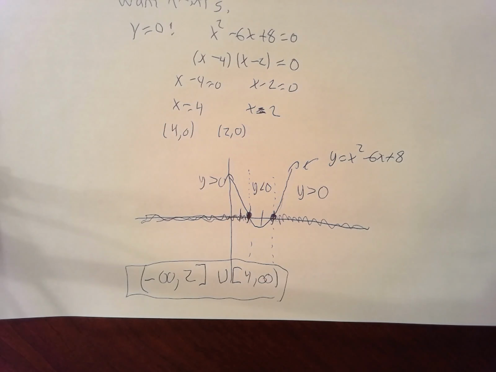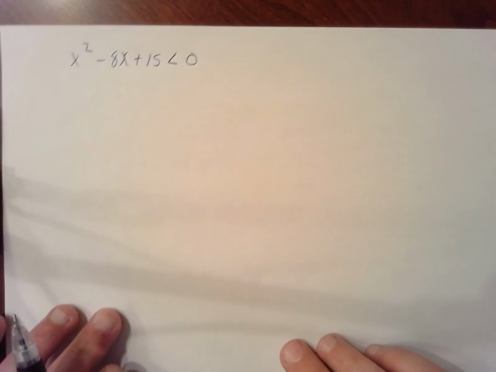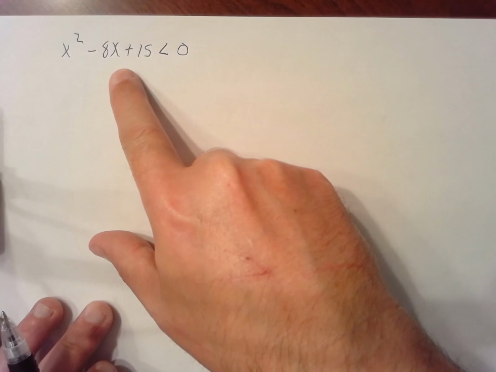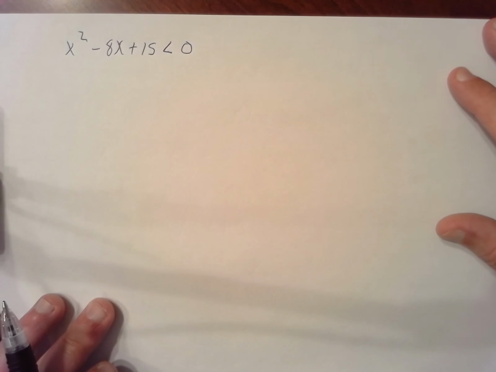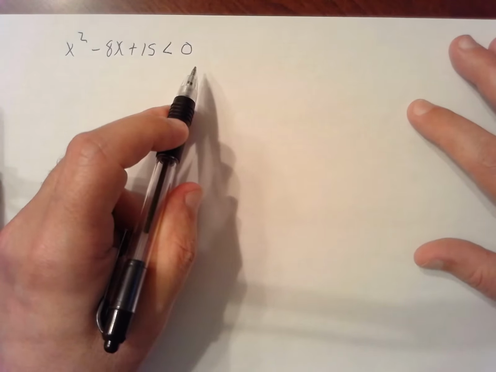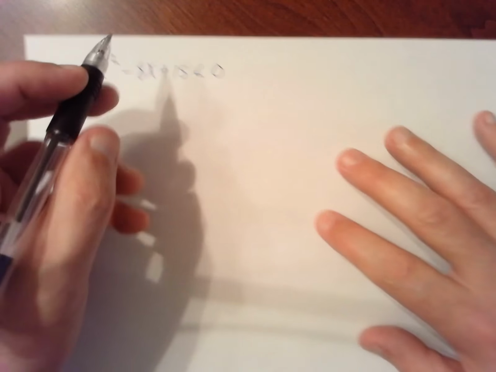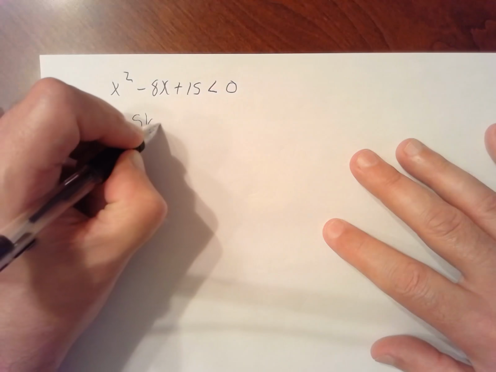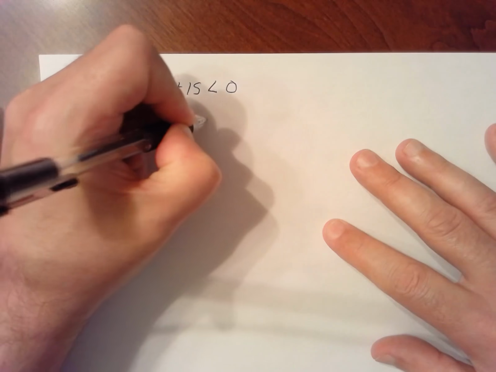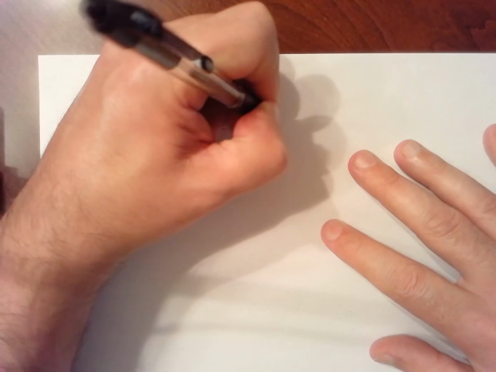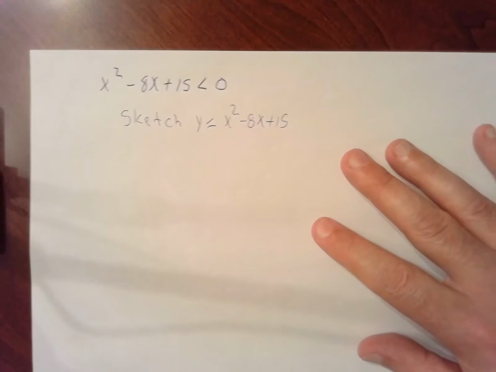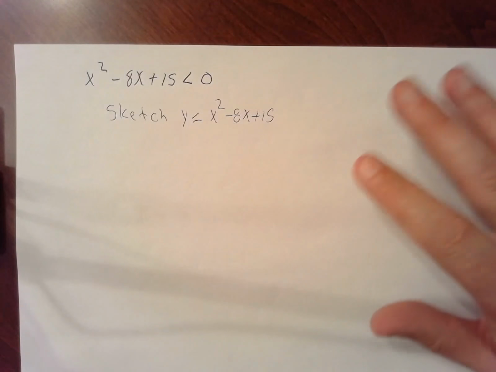Okay, let's look at some more examples. We have x squared minus 8x plus 15 less than 0. Okay, so I'm going to forget about the less than for a minute. I'm thinking I want to sketch y equals x squared minus 8x plus 15. Just a rough sketch of it.